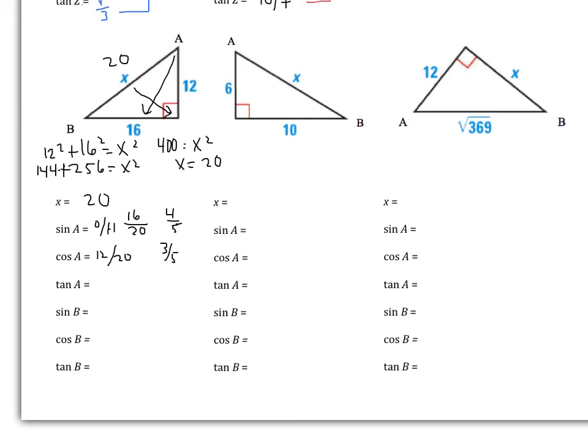Tangent of A is opposite over adjacent. Opposite is 16, adjacent is 12, because remember it can't be the hypotenuse. Dividing by 4, I get 4/3. Sine of B, opposite over hypotenuse. Opposite of B is 12. Hypotenuse is still 20, so this simplifies to 3/5 if I divide both numerator and denominator by 4.